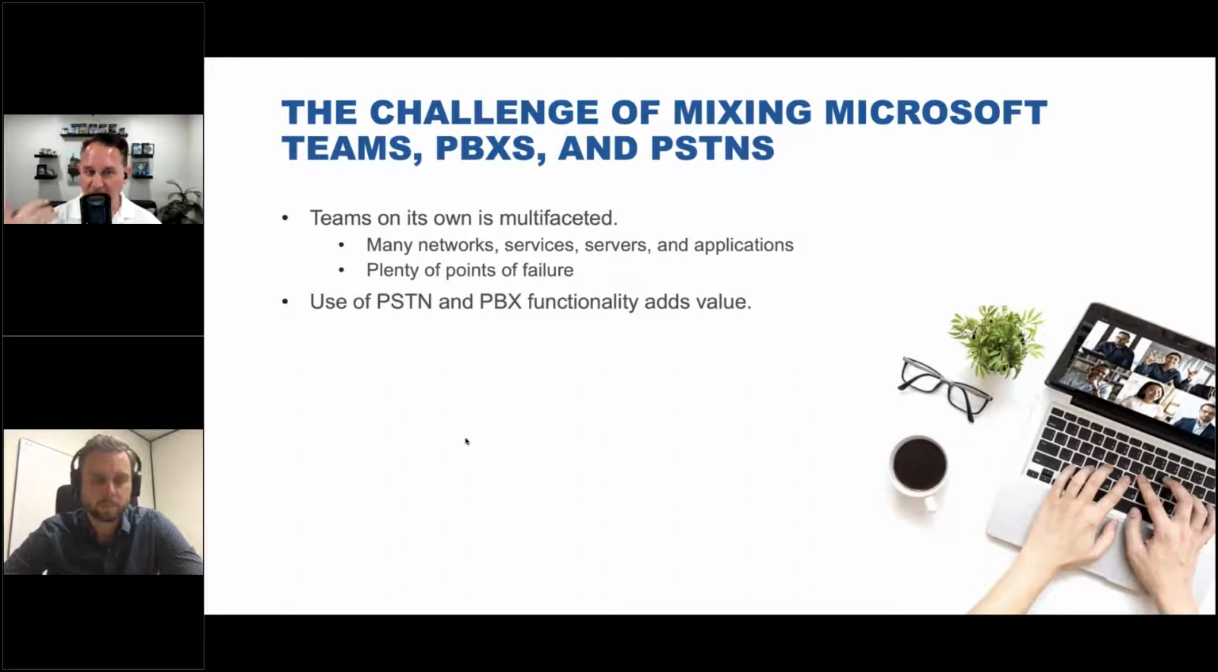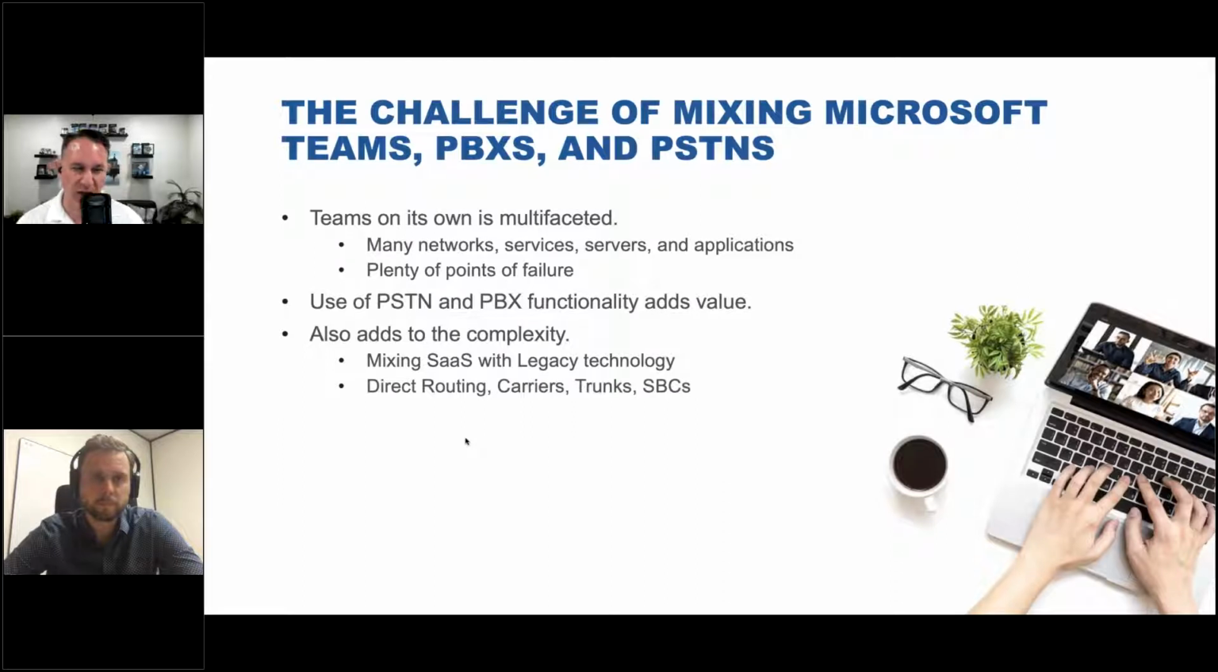But the whole point being, they should work the same way they always have, if that's the case, and we want to allow them to do so. But doing so also adds a level of complexity because now we're mixing a very modern, cutting edge, fast-moving Teams technology with legacy technology that probably hasn't changed in a number of years for your organization, and certainly in general hasn't changed a lot in a bit of time as well. And there's a lot of components that come into play here.